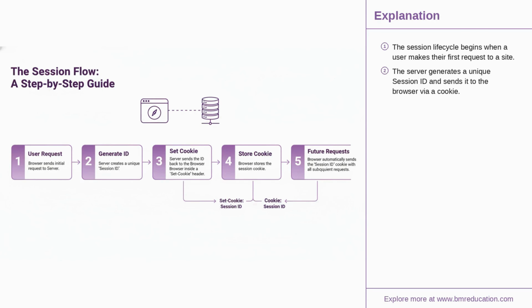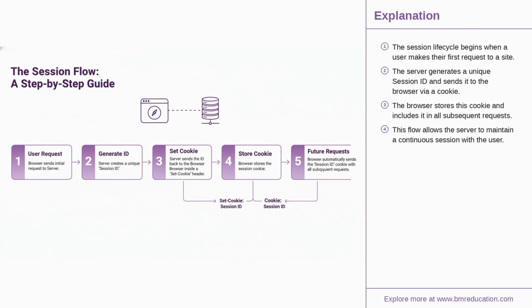Let's walk through the entire flow from the beginning. First, you visit a site or log in. The server receives your request, determines you need a session, and generates a new, unique session ID. The server then sends this ID back to your browser, typically inside a cookie. From that moment on, your browser automatically includes that cookie with the session ID in every follow-up request, allowing the server to recognize you every single time.